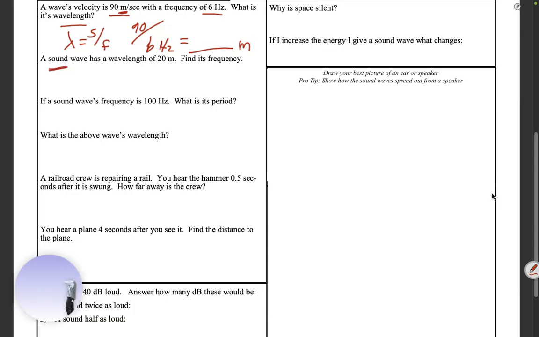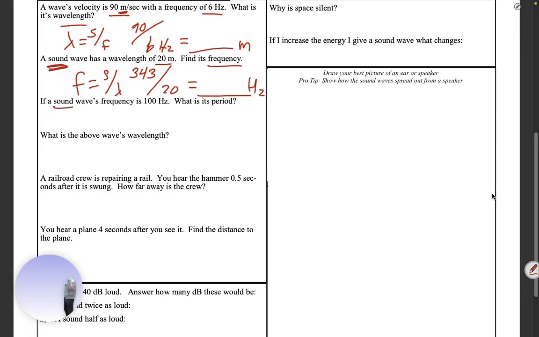A sound wave, that'll be important, it's a sound wave, has a wavelength of 20 meters. Find frequency. Frequency is speed over wavelength. So speed of sound is 343 meters per second, and our wavelength in this case is 20 meters. So figure out what that is. And since it is frequency, what is our unit of frequency? It's hertz.